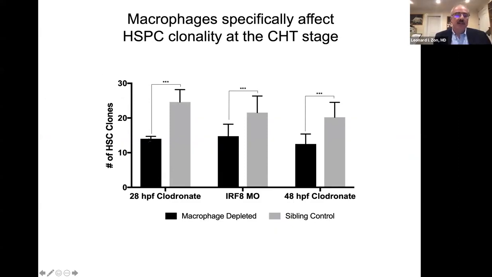With clodronate, you reduce it to about half. If you use the IRF8 morpholino, you also reduce it to half. And even if you give the clodronate later, well past the birth of the stem cells, you have this clonal dominance here as a result of probably having a deficit of divisions of stem cells.